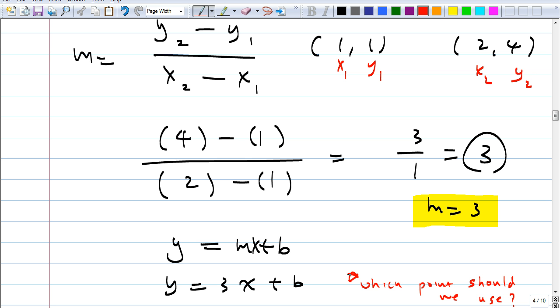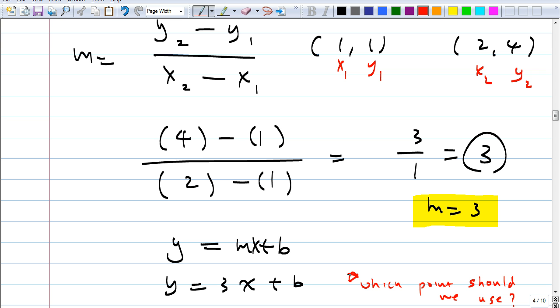(1, 1). Elisa, how is it that I could use any of these two? Because they have the same slope. That's not the reason. 2 points could have the same slope of 3. There are many pairs of points that could have a slope of 3. But I could use (1, 1) or (2, 4) because the line goes through both of these points, correct? And what does that mean? If the line goes through both of these points, both of these points are solutions of the equation. Does that make sense?